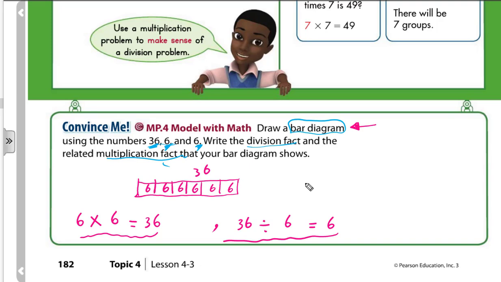Okay, my heroes, let's move to the next page. You have 10 seconds to finish. Let's move to the next page.